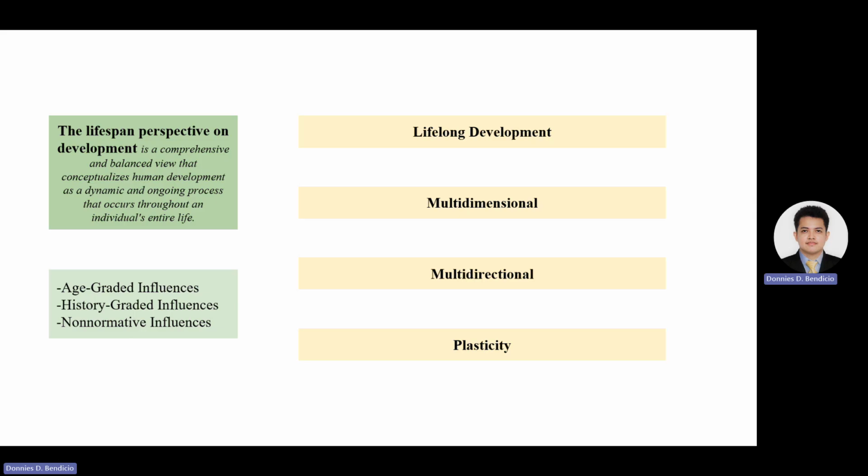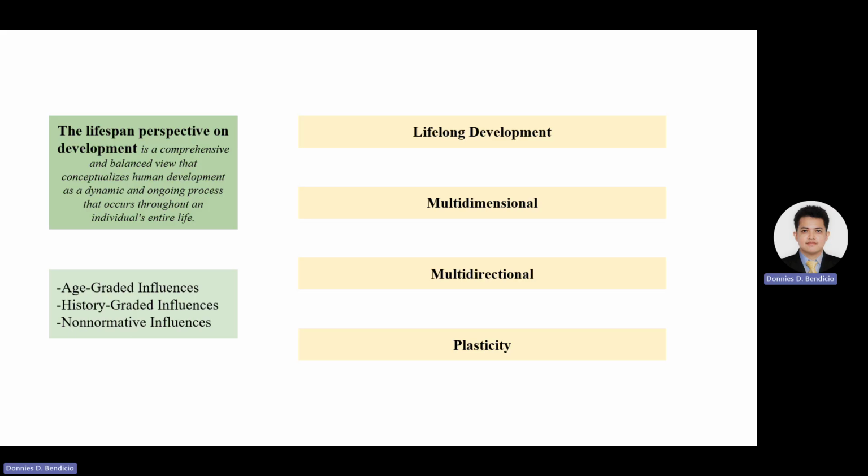And lastly, the non-normative influences. These are unique to one or a few individuals and are not part of typical developmental experiences. Examples of non-normative influences include winning a lottery, experiencing a traumatic event, or encountering a rare health condition. So these events can have a significant and atypical impact on an individual's development.